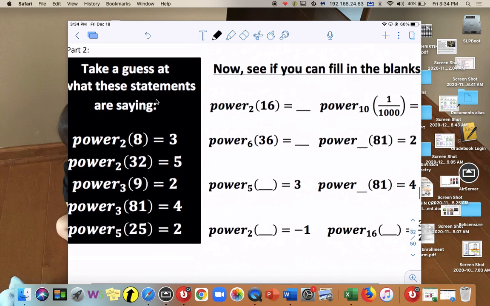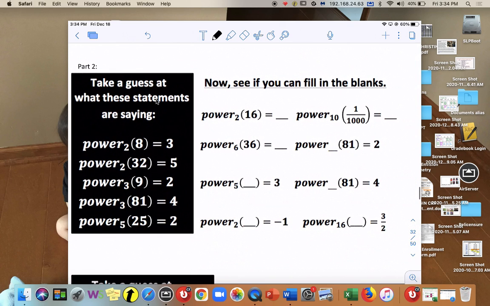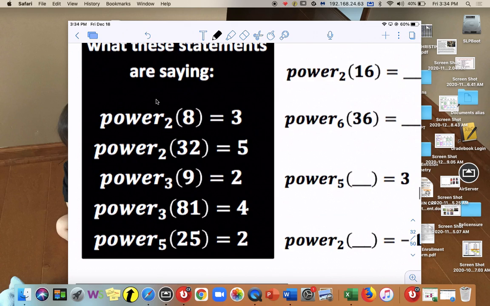Here's some more of them, and if you know the pattern, see if you can fill in what's happening. So again, take a look at these. What do these numbers have to do with each other?